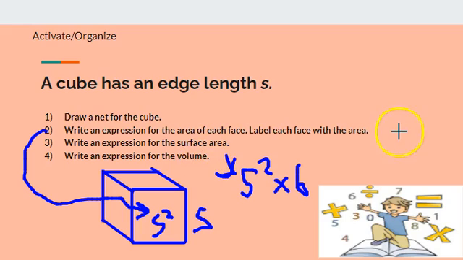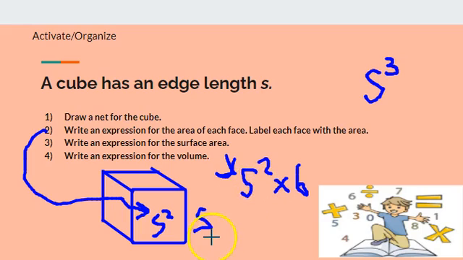What about the volume? Yeah, we have to take length times width times height. They're all S's. So it would be S times S times S, or a very math way of writing it as S to the third power, or S cubed.